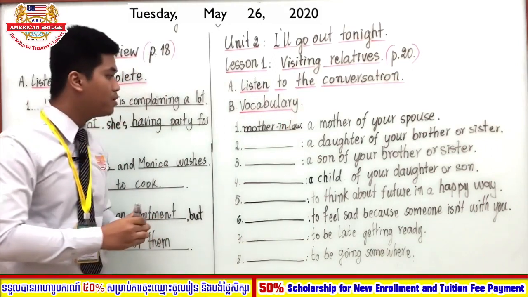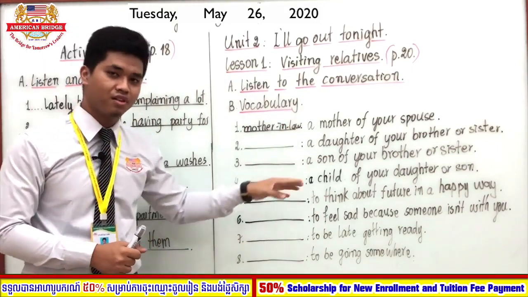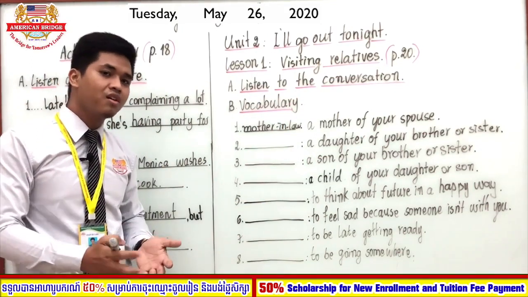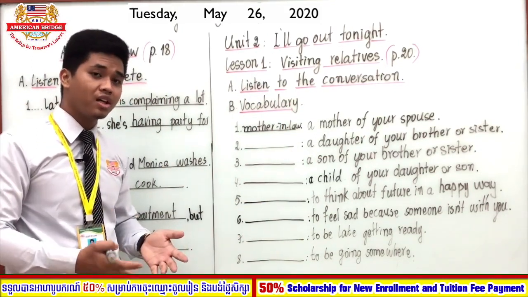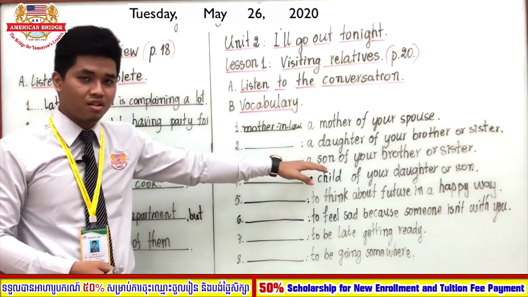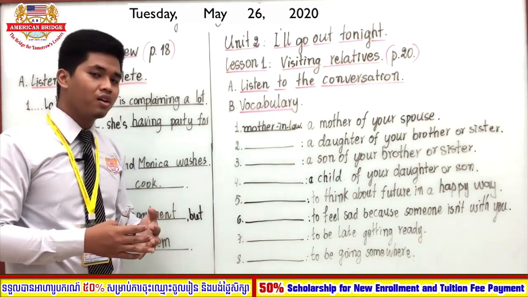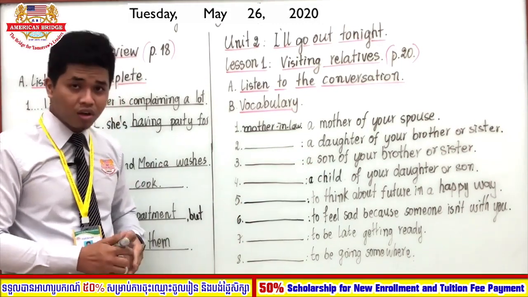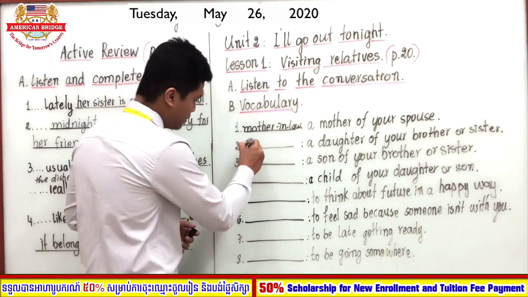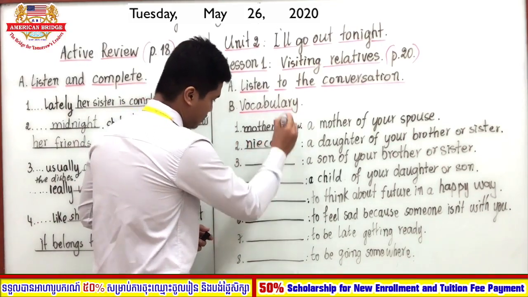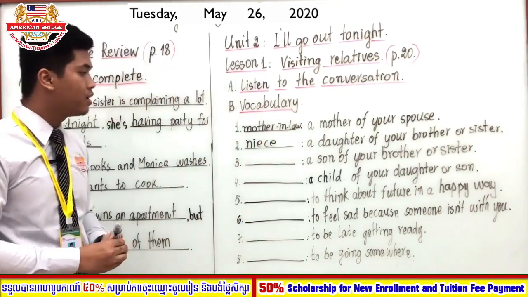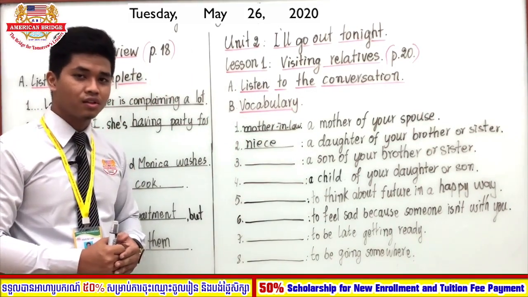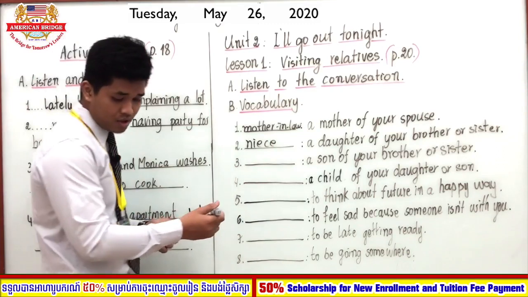Okay, number 2, a daughter of your brother or sister. So in your family you have a brother or sister. When your brother or sister gets married, they have a daughter. So how do you call your brother's or sister's daughter, everyone? You call her niece. Okay, and number 3, a son of your brother or sister. Nephew.